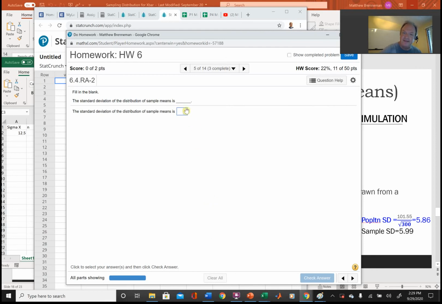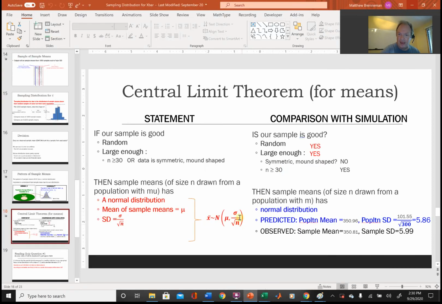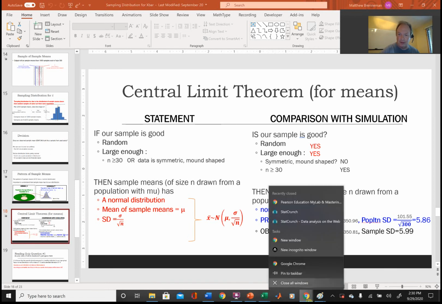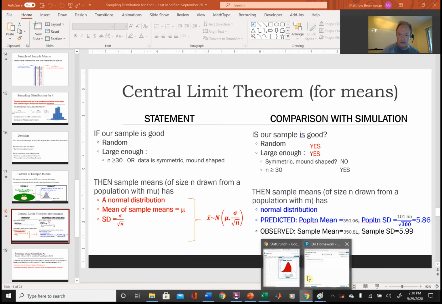Okay, so this is an important question. The standard deviation of the sample means, sigma x bar, is equal to the standard deviation of the variable divided by the square root of the sample size. So this is a consequence of the central limit theorem, right? This is what it's saying. Sigma is the standard deviation of x, my variable. Sigma divided by the square root of n is the standard deviation of x bar. Okay, good.